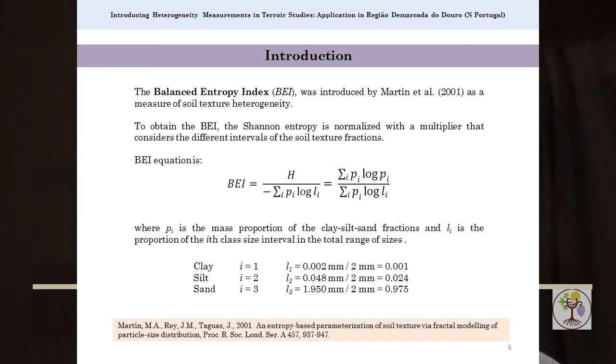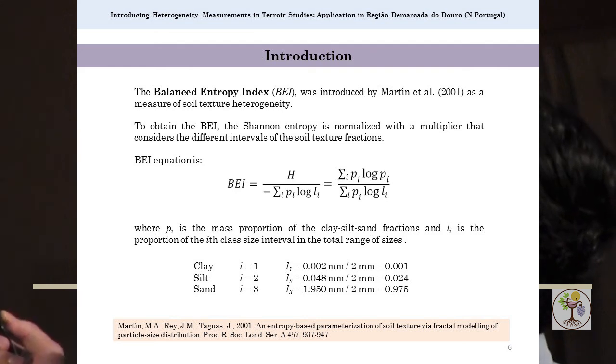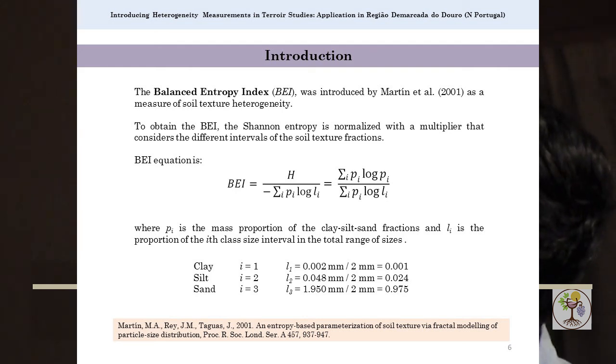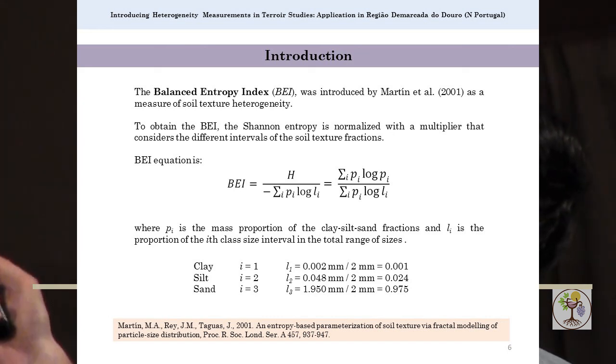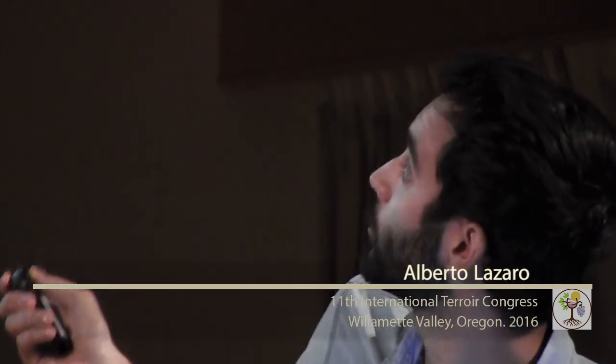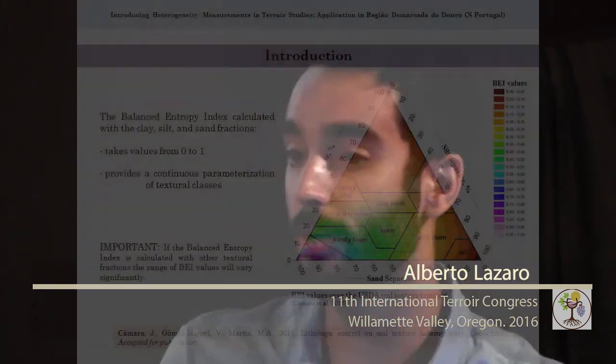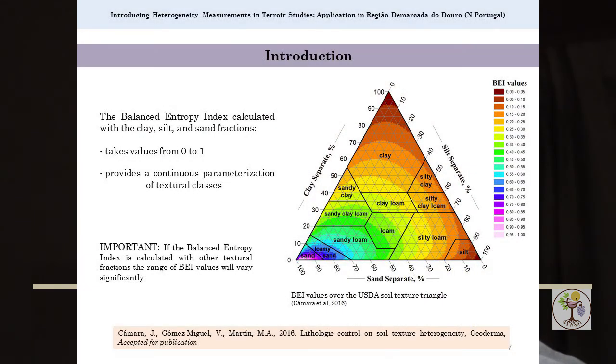we know that this Valency Entropy Index takes values from 0 to 1, and it provides a continuous parametrization of textural classes. So, for example, the minimum value, 0, is clay, and the maximum value is sandy. It's noteworthy that these values from 0 to 1 depend on the three classes, clay, silt, and sand. But if we add or consider another classification, this value varies significantly.